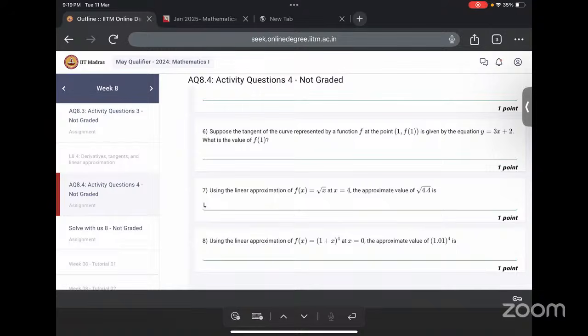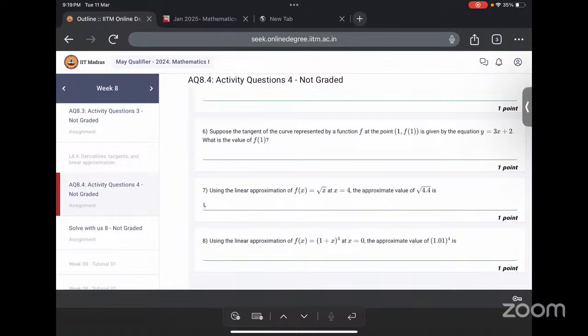Ma'am, in the last session, when you were discussing week 7, you solved some problems which helped us with the graded assignment. Can you give some problems in that space? The thing is, because the crowd is so less, we have decided not to take the solve with us session. Also, we have the recorded version of the solve with us sessions.